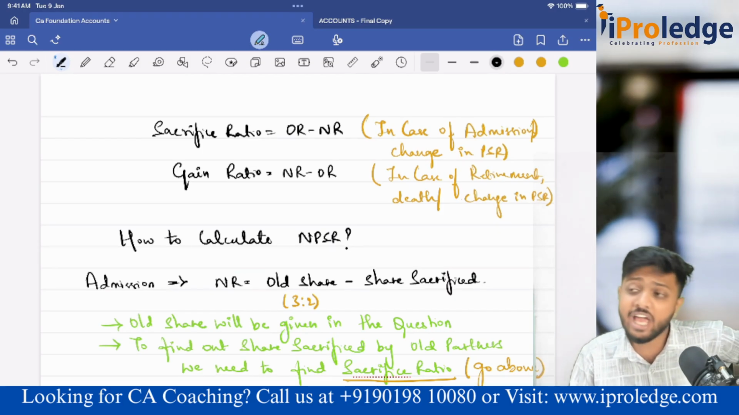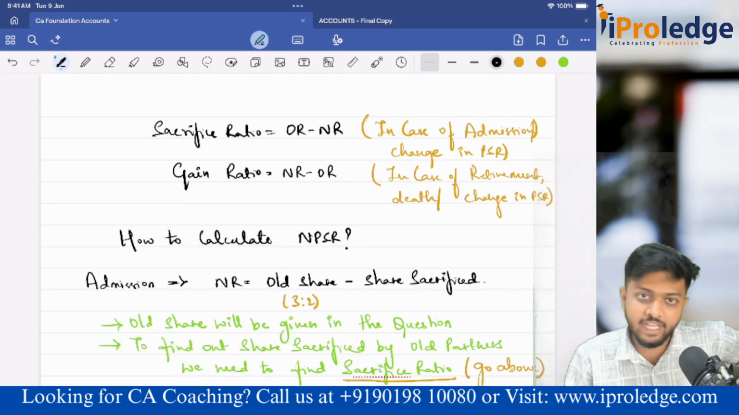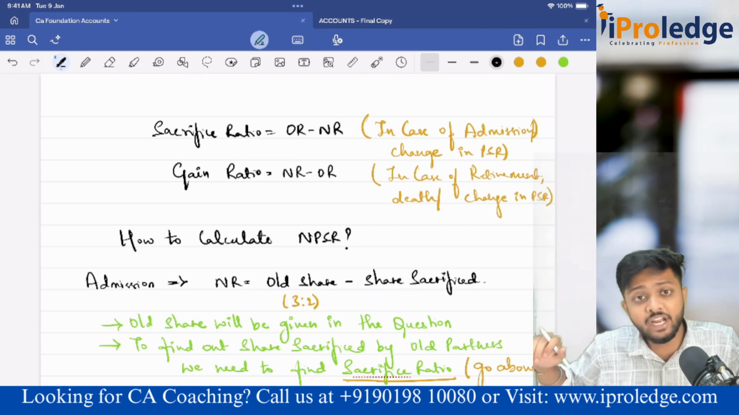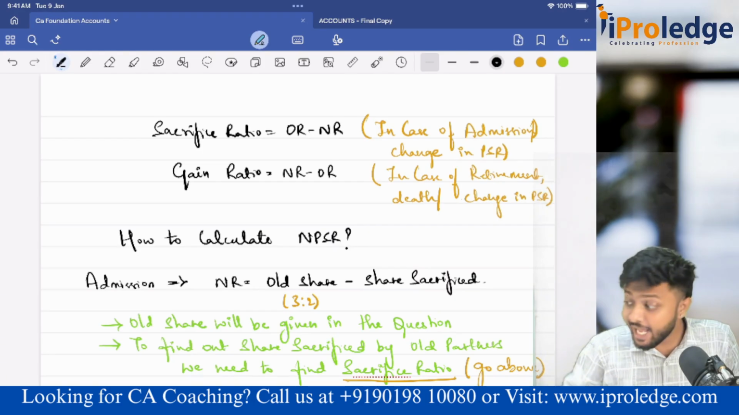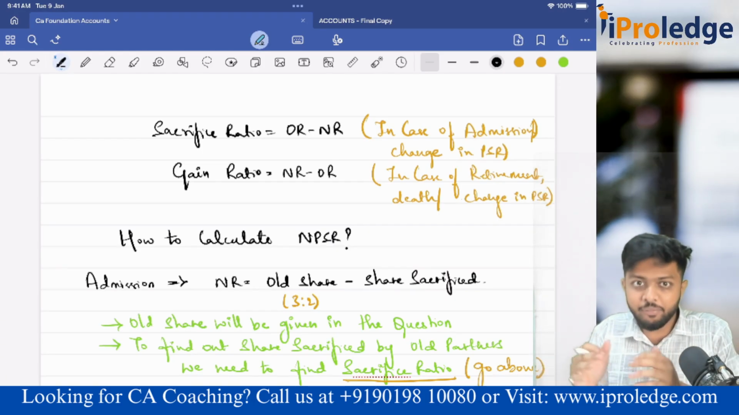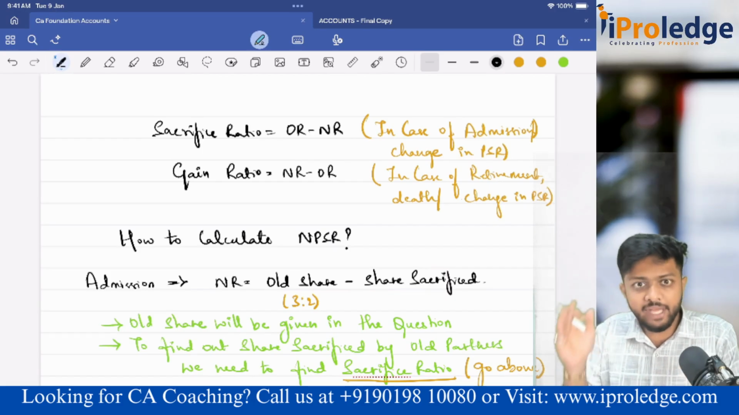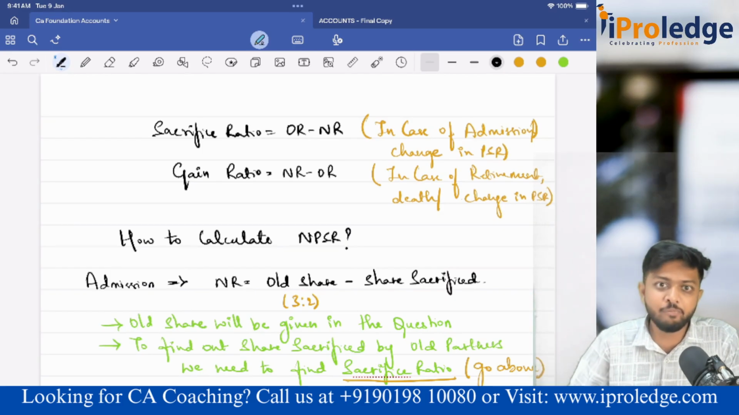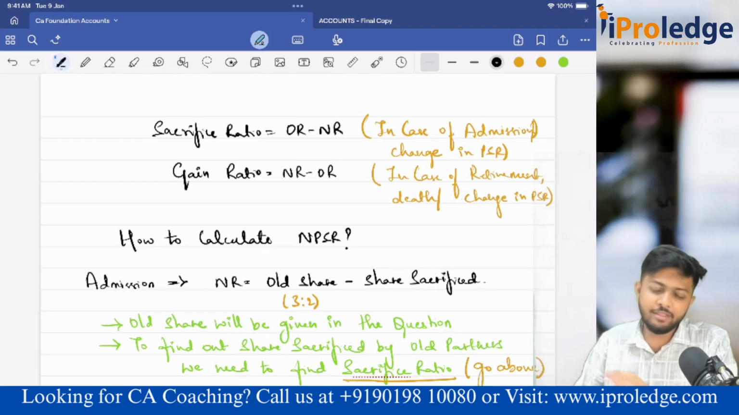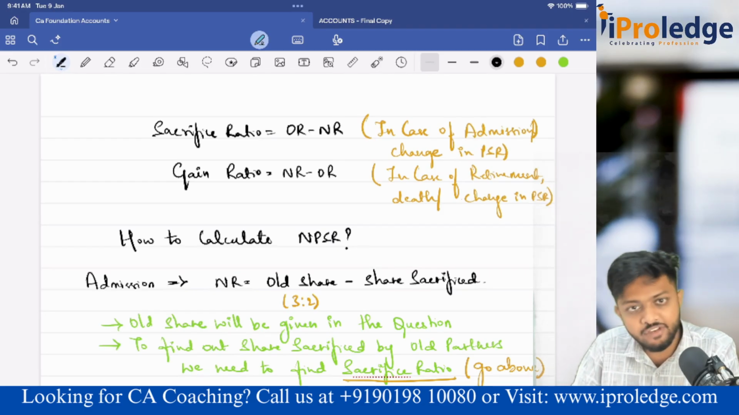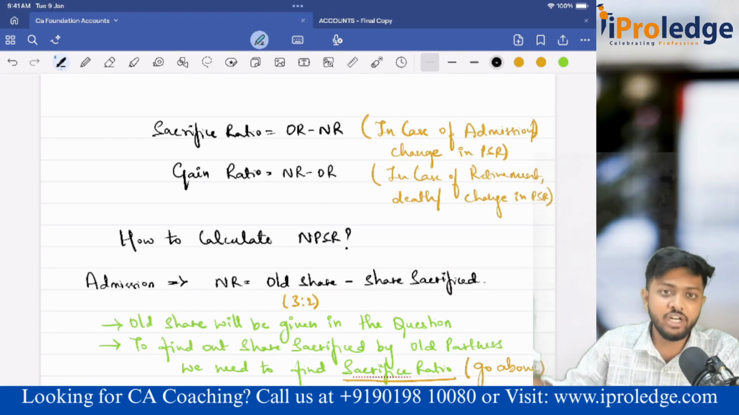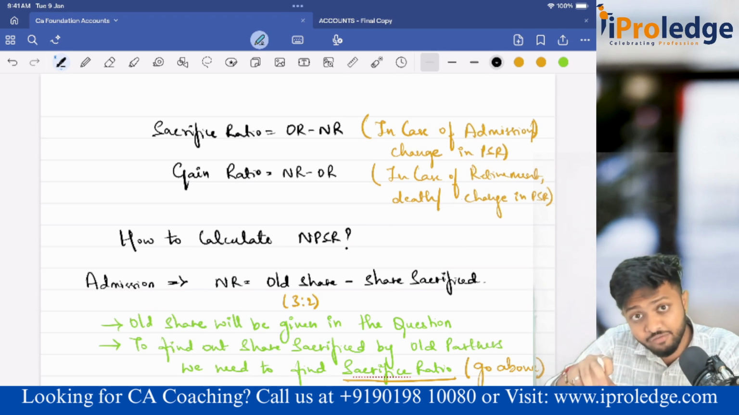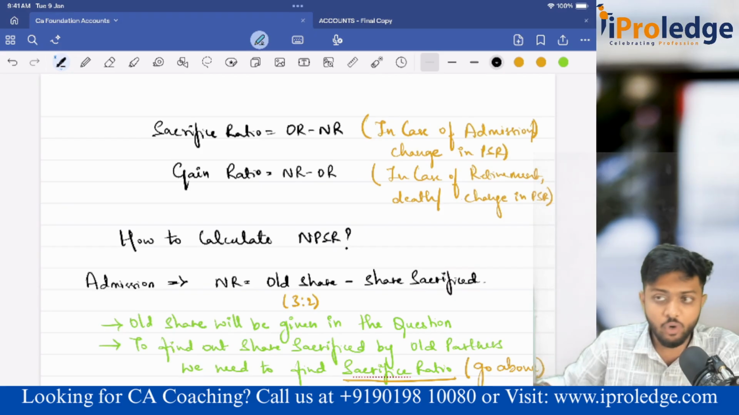Second, we have something called gain ratio. Gain ratio is calculated in the cases of retirement or death. Why, sir? Because whenever an existing partner is retiring or dying, his share is gained by the continuing partners, the existing partners who were there. Say suppose A, B and C were partners. C is retiring. Then C's share is gained by A and B, no? So in case of retirement and death, we calculate gain ratio because existing partners are gaining the retiring partner's share. And in case of admission, the existing partners are sacrificing their share for giving it to the new partner who is getting admitted.